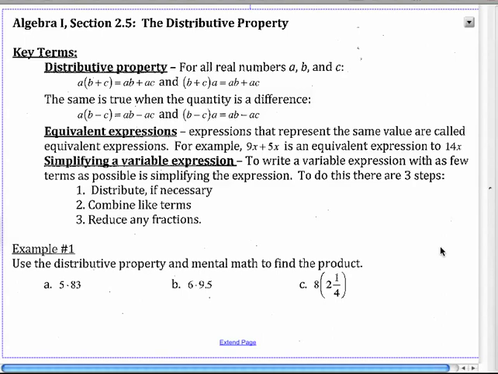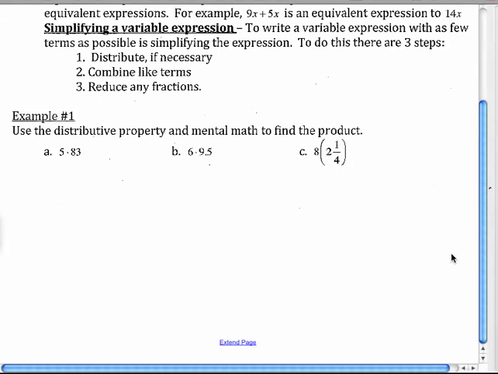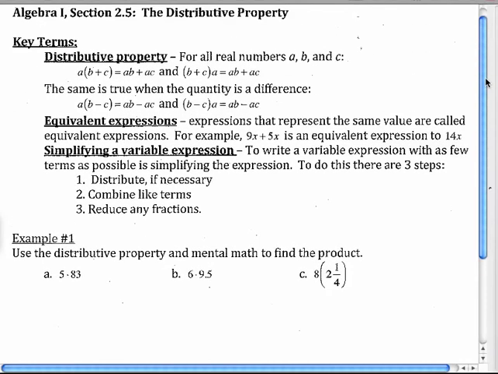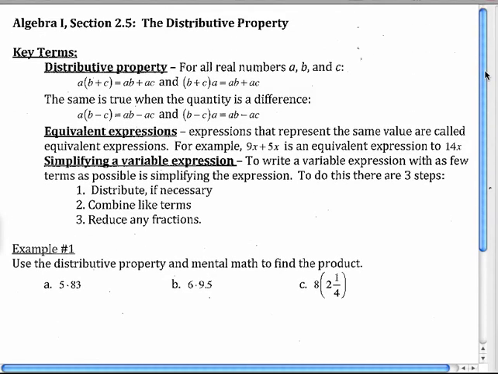Okay, guys, you've got your notes in front of you, and I need to go ahead and extend this a bit. We're talking about the distributive property today, and you guys can read over the definitions, but the important thing for us to see here is that for all real numbers a, b, and c, a times the quantity b plus c is the same as a times b plus a times c.